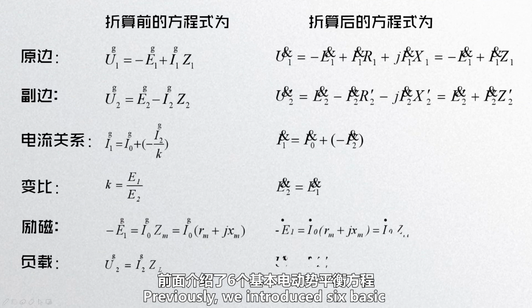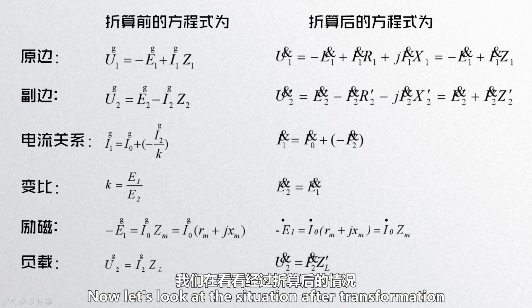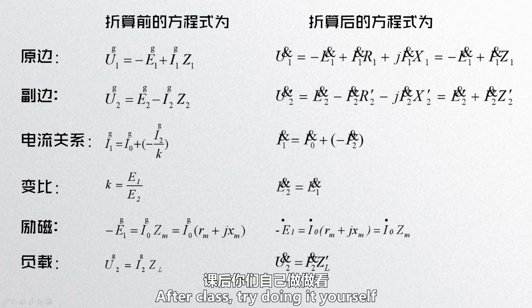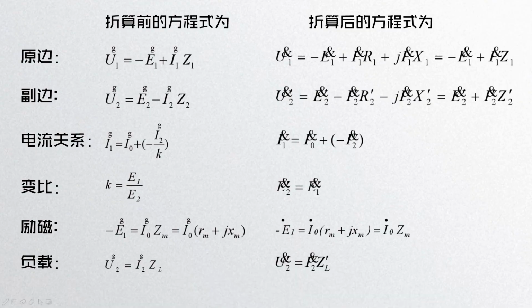Previously, we introduced 6 basic electromotive force balance equations. Now let's look at the situation after transformation. It is obvious that the transformation ratio K is no longer present. After class, try doing it yourself, transforming the primary side to the secondary side.